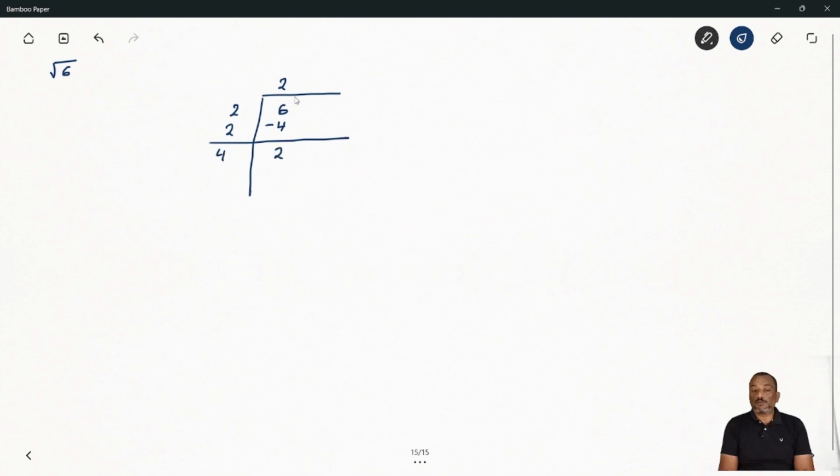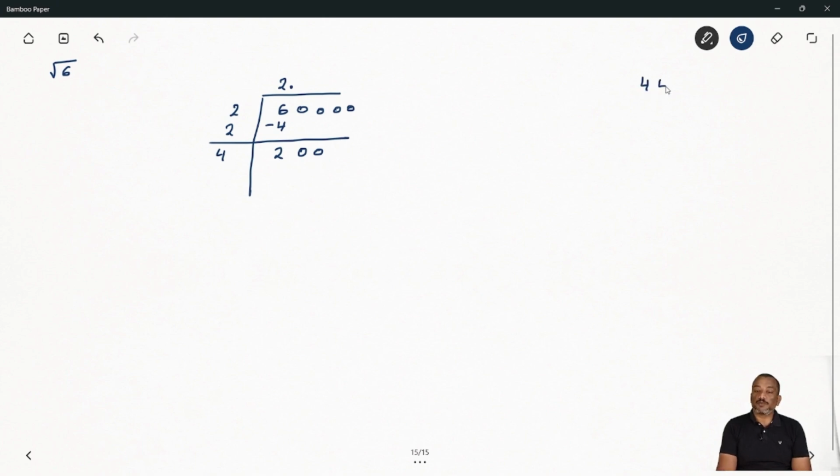Now again you have to always bring a pair of zeros. Okay, so now you are bringing a pair of 0, so you have to put a decimal in the quotient place, so you will get 200. Now here you have to put such a number that when you multiply, you will get less than 200 or equal to 200.